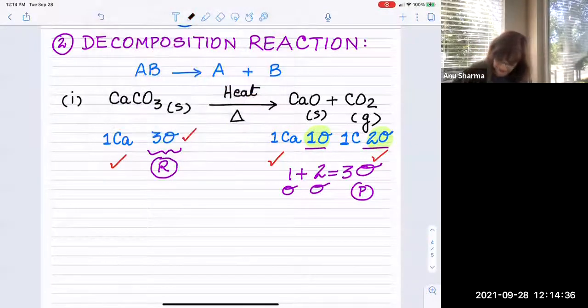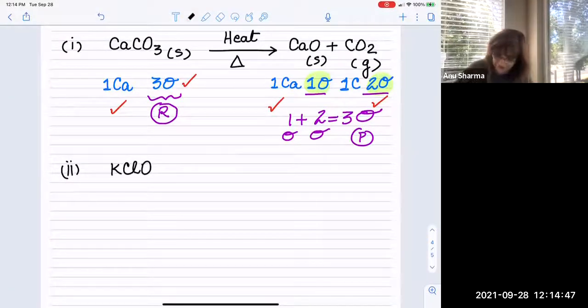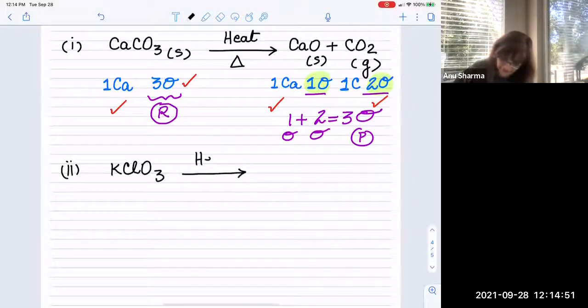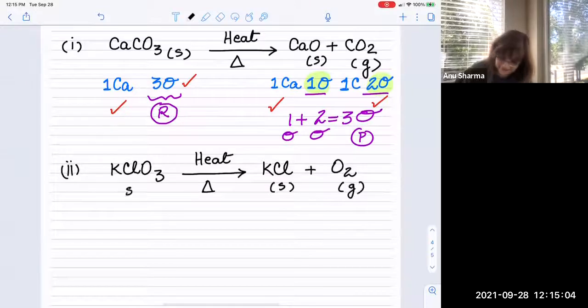Next, let's look at another example of decomposition. For example, KClO3, and when you heat it, this gives you KCl plus oxygen. KCl is a solid, oxygen is a gas, and the KClO3 is a solid.